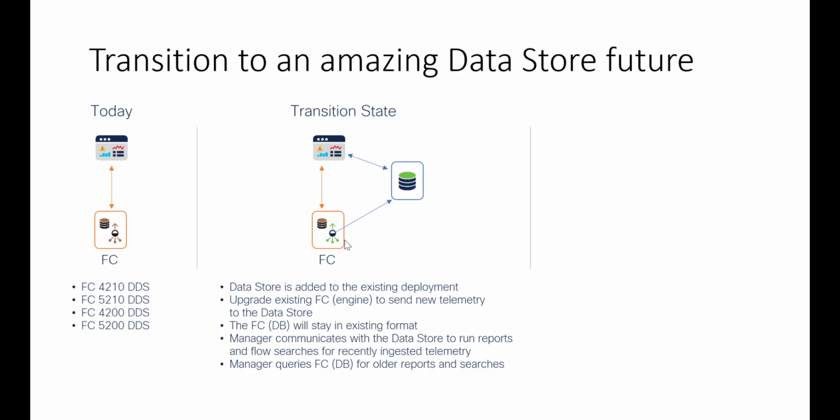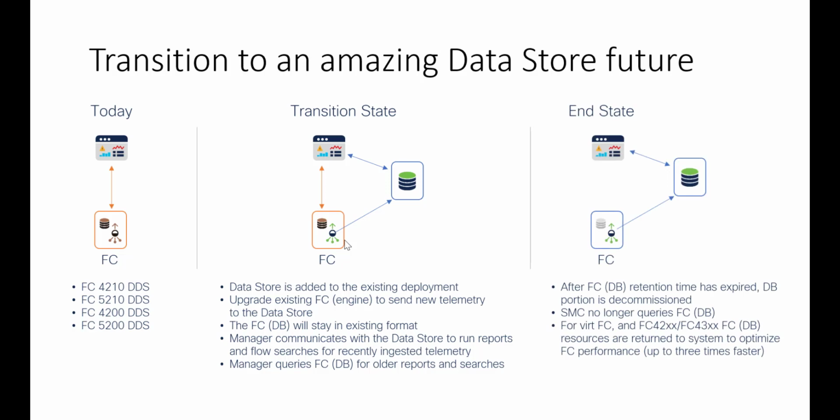Once we initiate the transition, the new telemetry flows will be stored into the data store domain as soon as we migrate it. During the transition phase, if you need to access the historical data, that is the data before transitioning to the data store, that will be available in the non-data store domain. You'll have to switch to the non-data store domain to get the data. Once the retention period is completed or expired, you can completely move to the data store domain. After the complete transition, SMC will only query the data store, not the flow collector.